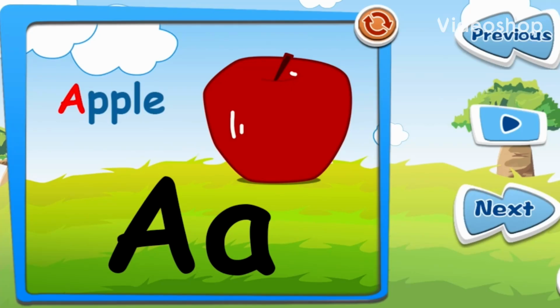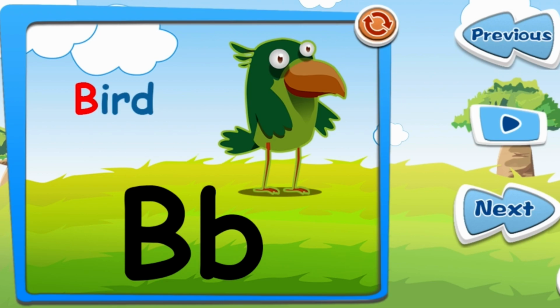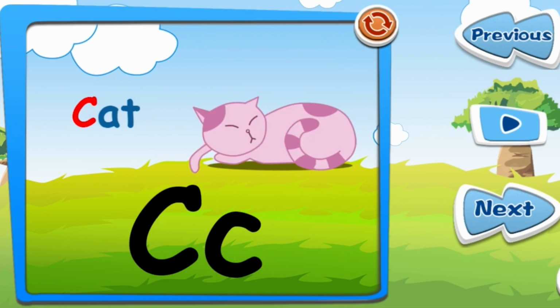A is for apple. B is for bird. C is for cat.